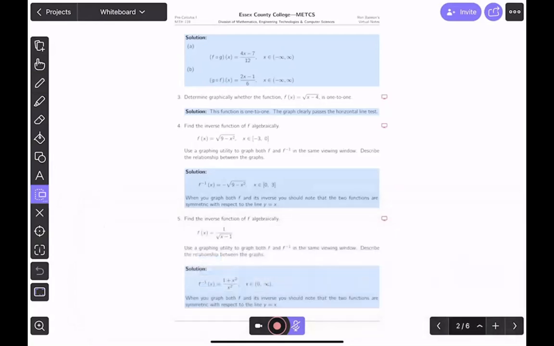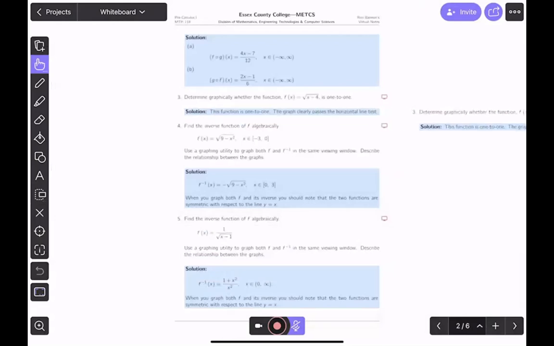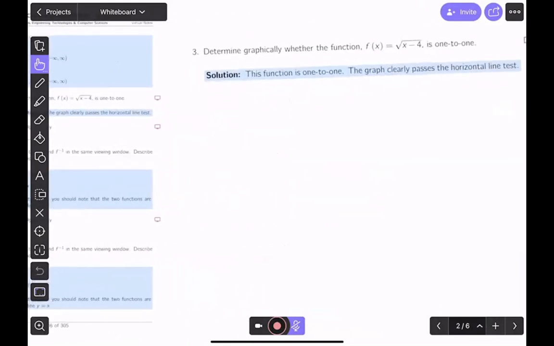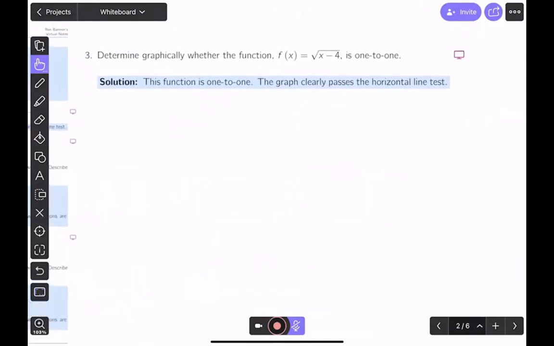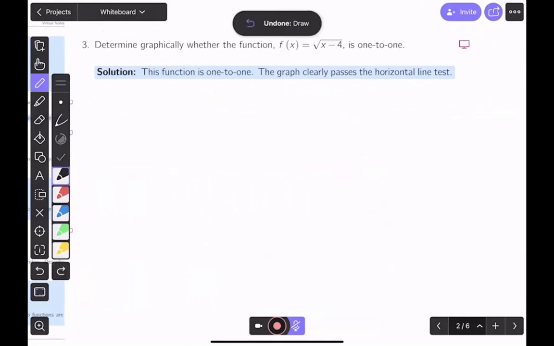All right. And I select it over here, push it to the side, and I get this over here. And I'll put this down now. Okay. It says determine graphically whether the function f of x is 1-to-1. All right. So they did say graphically. So let's just make sure you understand what that means. We need to graph out f of x.